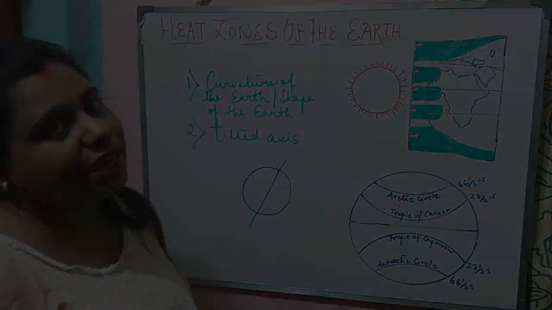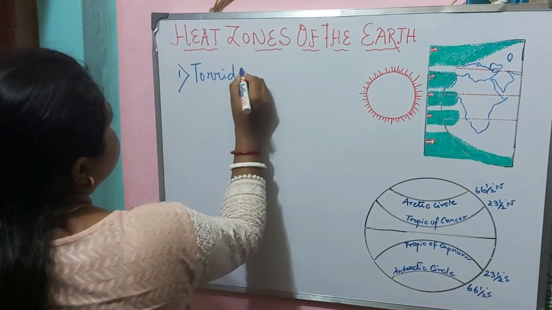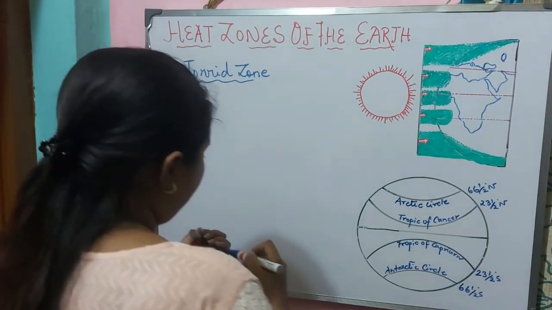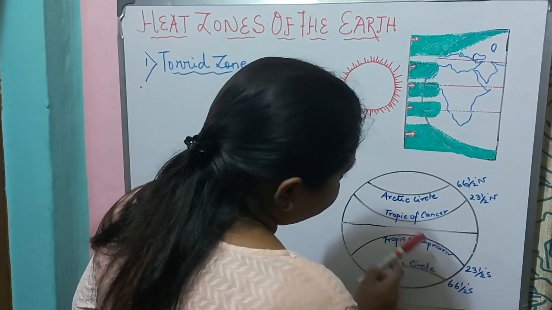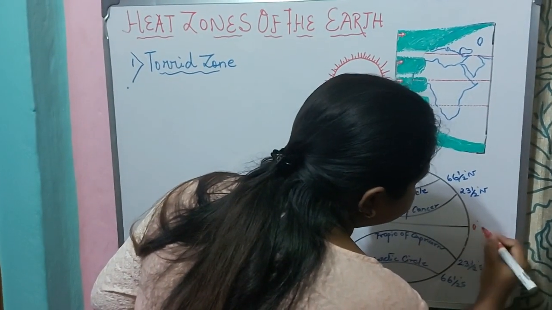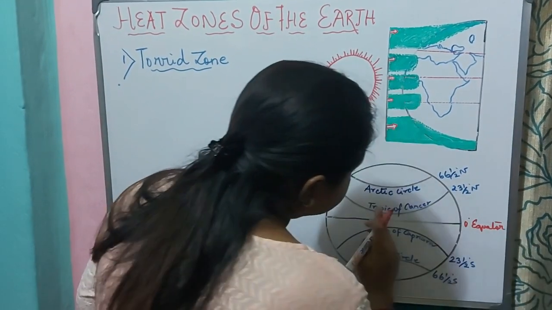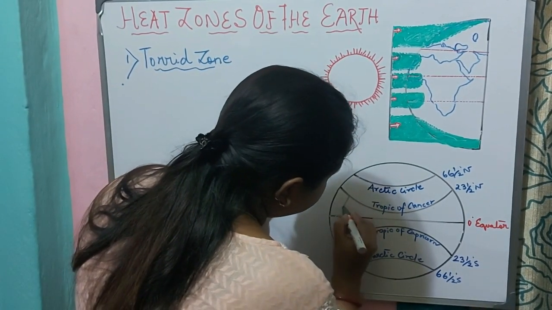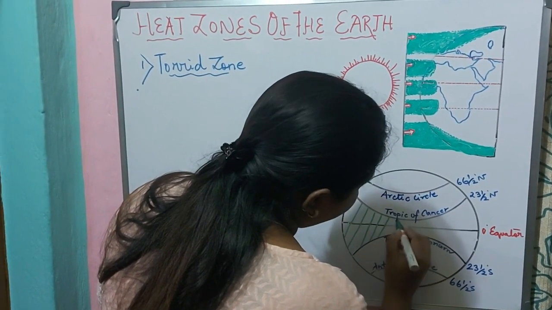Now let us move ahead with the heat zones. Number 1 is Torrid Zone. Now let us see where the Torrid Zone lies. You all can see this area between Tropic of Cancer and Tropic of Capricorn, and this is the Equator at 0 degree, right? This portion is referred to as the Torrid Zone.